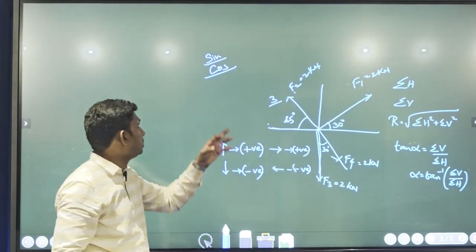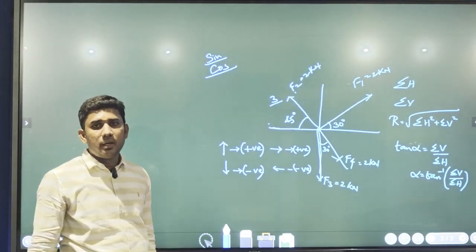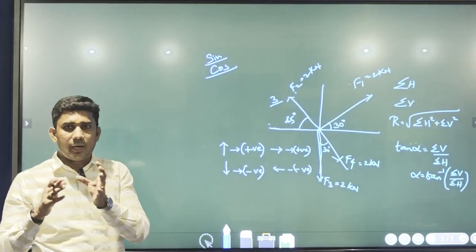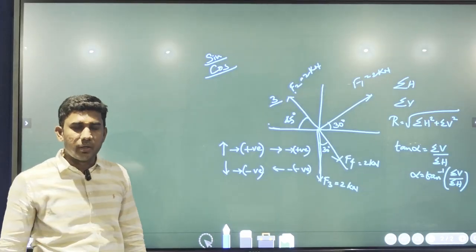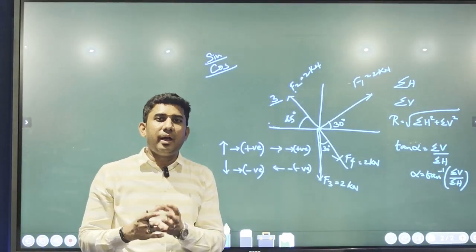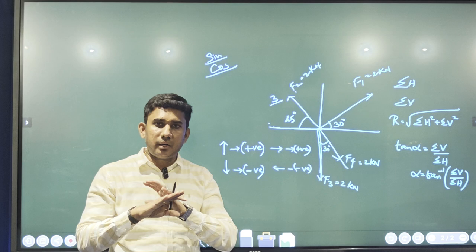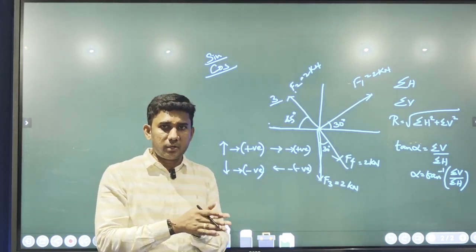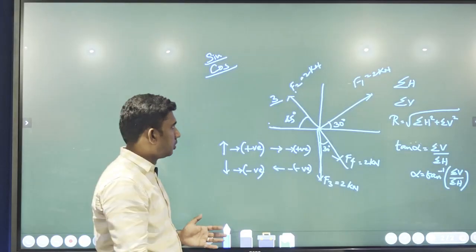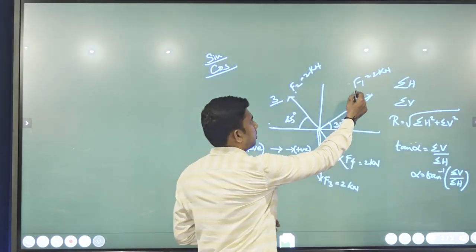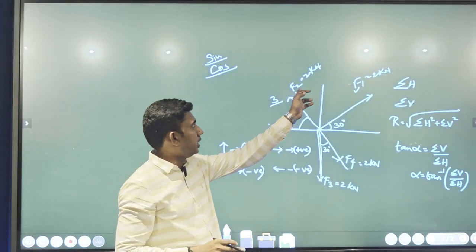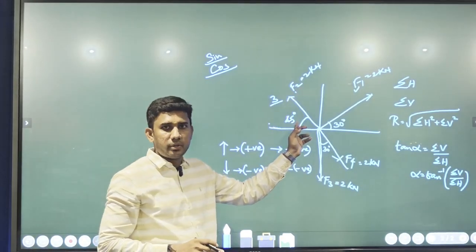So how am I going to use sine and cos in my resolution concept? If I want to bring sine and cos into this resolution concept, I think we should take the angle from the horizontal axis only. That would be easy for us to understand the concept of resolution in a much better way. So I have the first force, the angle is from the horizontal axis. I have the second force, the angle is from the horizontal axis.